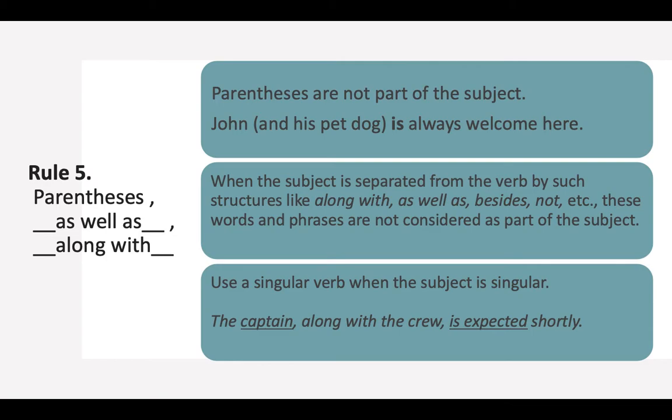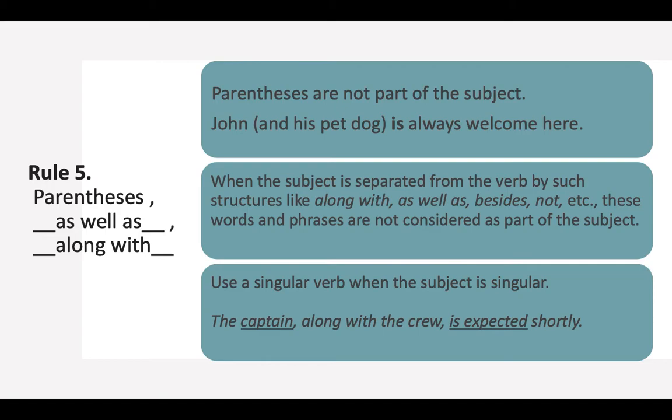That is why, when you say John and his pet dog in parenthesis, strictly, it is not to be read as part of that sentence. That is why the verb that comes with John should be a singular verb. John is always welcome here. John, comma, and his pet dog, comma, is always welcome here. John dash and his pet dog dash is always welcome here. John bracket and his pet dog bracket close is always welcome here. So that is what is known as parenthesis.